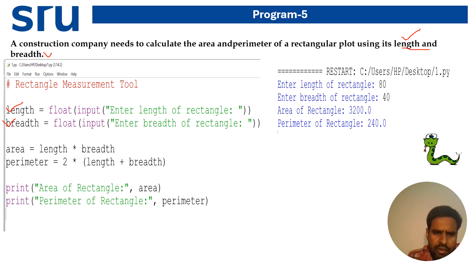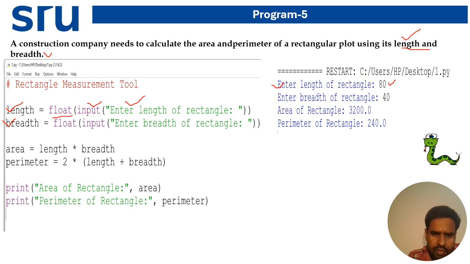First, length. I'm taking a float number, a decimal point number. So float. Now I'm taking the input from the user side, so I'm using the input function. Now I'm going to display a message in the output box: enter the length of the rectangle. You see that, enter the length of the rectangle. So I have given 80 as input.